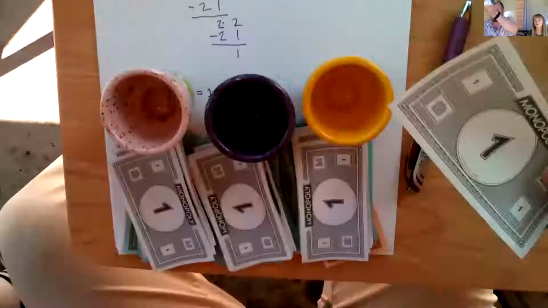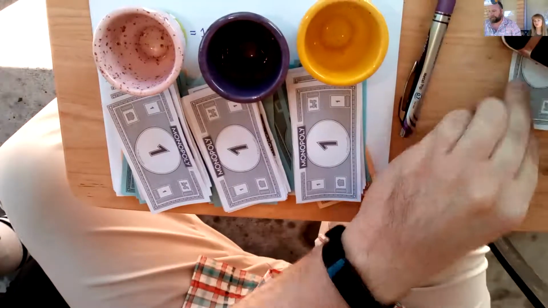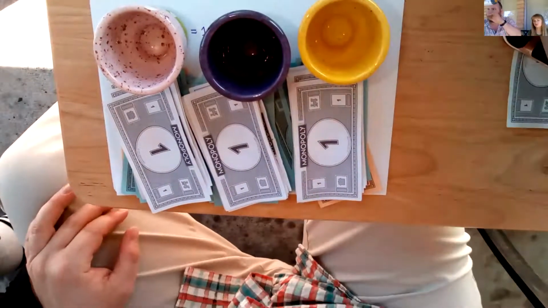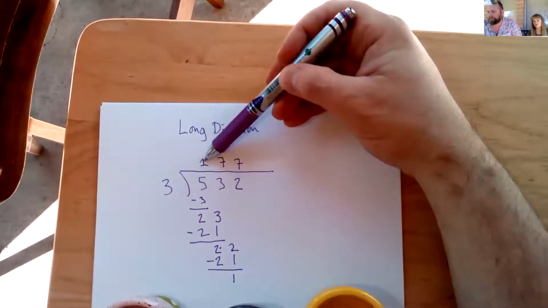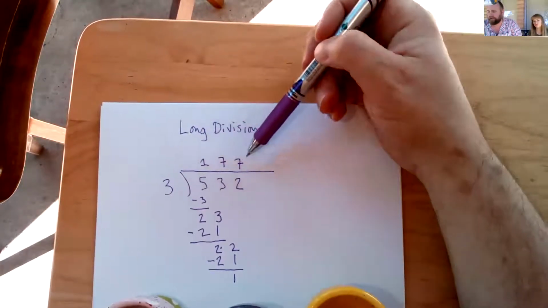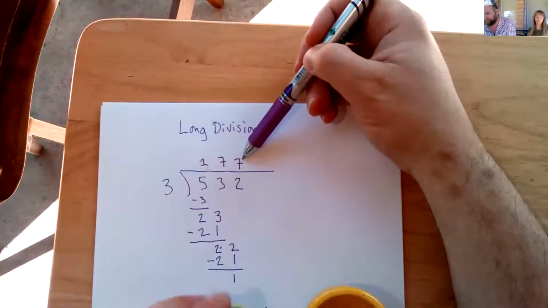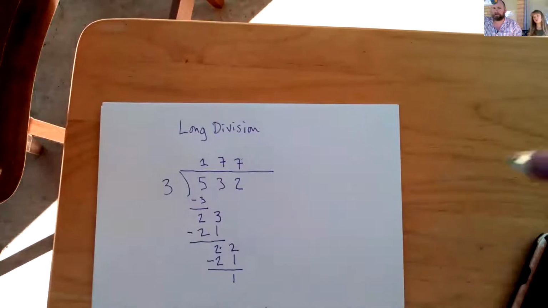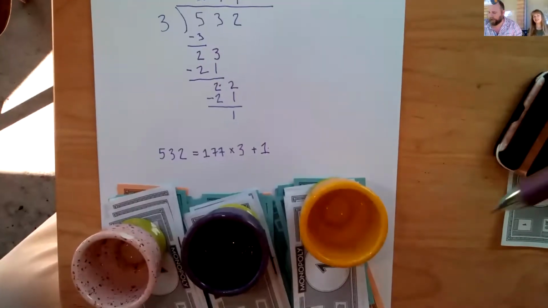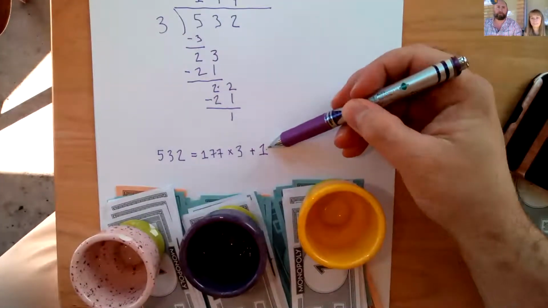Okay? So each pile has 1 $100 bill, 7 $10 bills, and 7 $1 bills. And I have 1 left over.